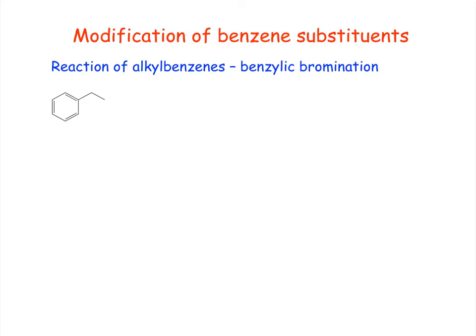So if we start with ethylbenzene, the first step is the same as what we did before. We could use NBS, and we could use light and peroxide, and we could brominate. Remember, this just brominates at the benzylic position here. All right, so last time we saw we could do substitution reactions. We could convert it to a Grignard.